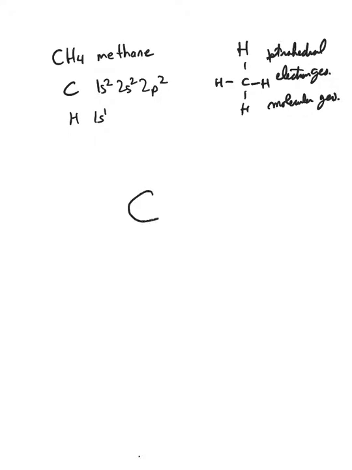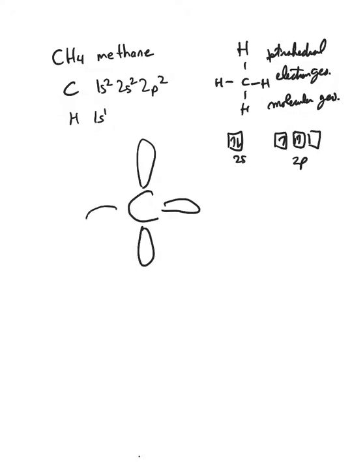So here's our carbon. Maybe I should do the box diagram. There's 2s and a trio of 2p orbitals. So 1, 2, 3, 4. So there's a p orbital, and there's a p orbital, and there's a p orbital. Remember, they're all at 90-degree angles. They're right angles to one another. And so that's a 2p, that's a 2p, and that's a 2p orbital.